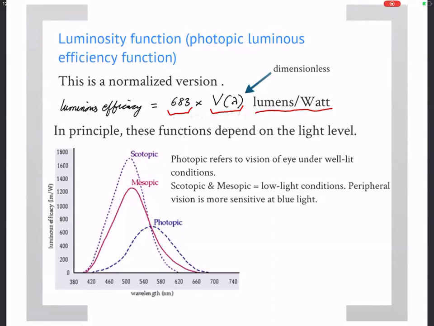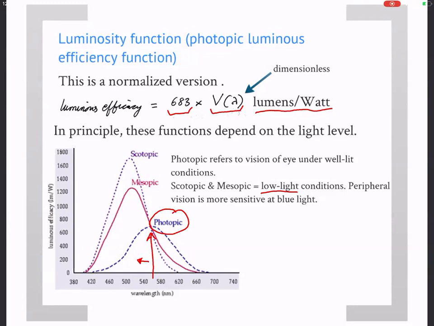But you can see the curve here shown on the bottom changes with the intensity. So we have the scotopic curve, the mesopic curve, and the photopic curve. Now, the photopic curve refers to vision of the eye under well-lit conditions, so this is under daylight conditions. You can see the peak is somewhere here. The other curves are under low light conditions, and you can see it becomes more blue shifted. In other words, the peak wavelengths go to the bluer light. And the peripheral vision, which means your awareness of your surroundings, also becomes more sensitive to blue light, which is not shown in this curve, by the way, but just something to be aware of.